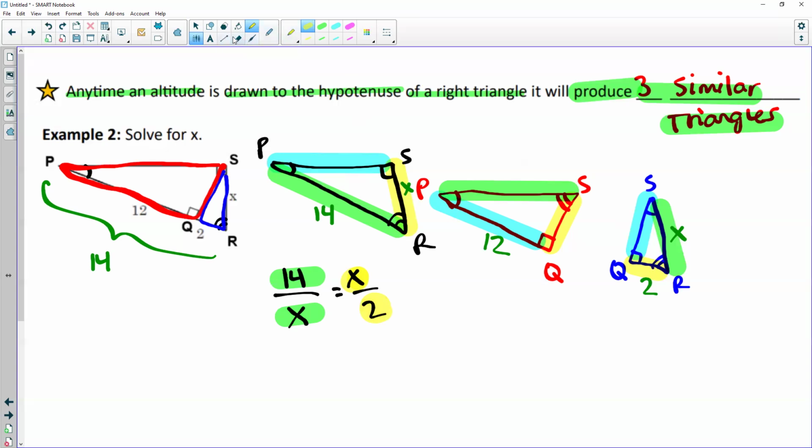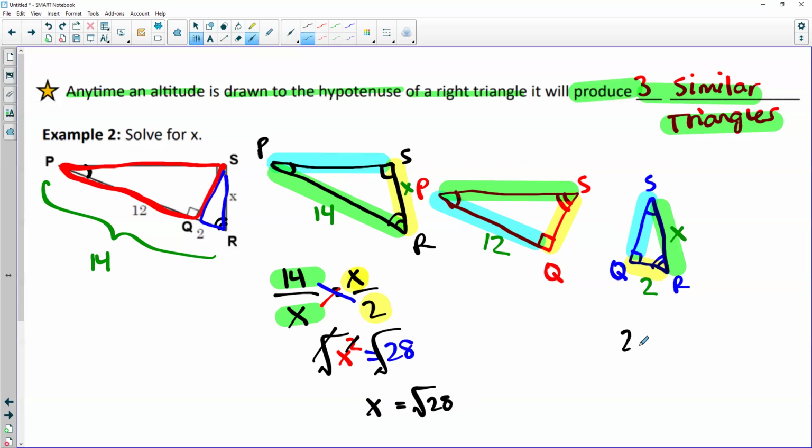Now, if we multiply our diagonals, x times x gives you x squared. 14 times 2 gives you 28. So we're left with the following equation after we cross multiply: x squared is equal to 28. If I want to solve for x, then we square root to cancel out the exponent of 2, leaving you with x is equal to the square root of 28.